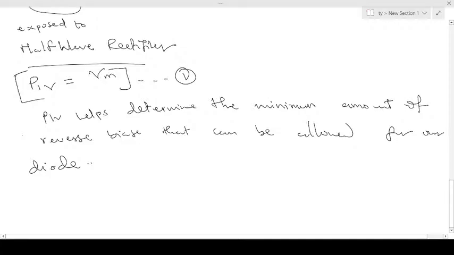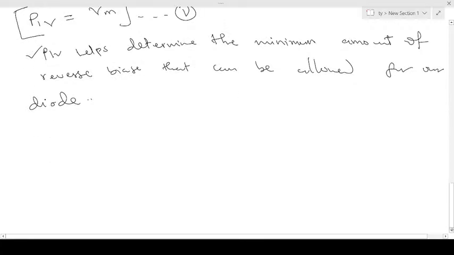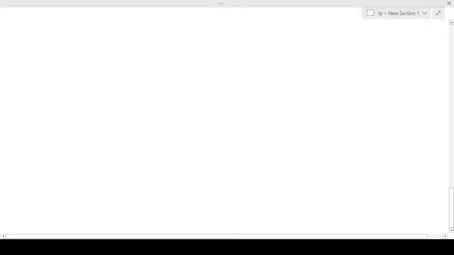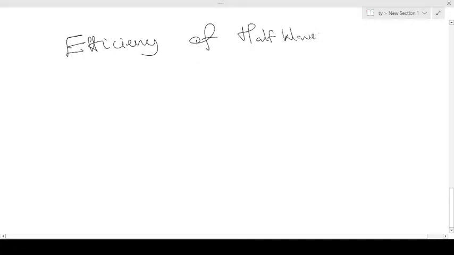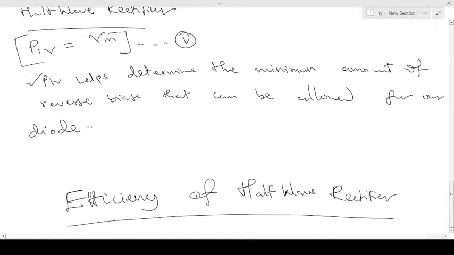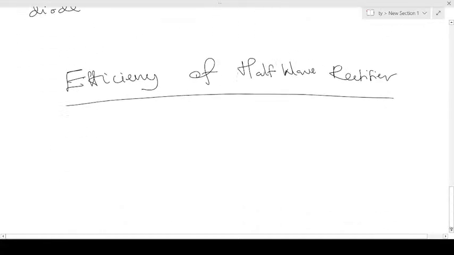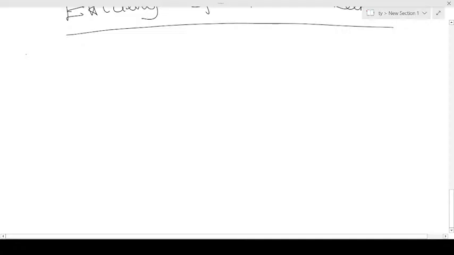Now we move on further to the efficiency of a half-wave rectifier. The efficiency of the half-wave rectifier can be defined as, and it has the symbol of eta. This is the symbol for efficiency.